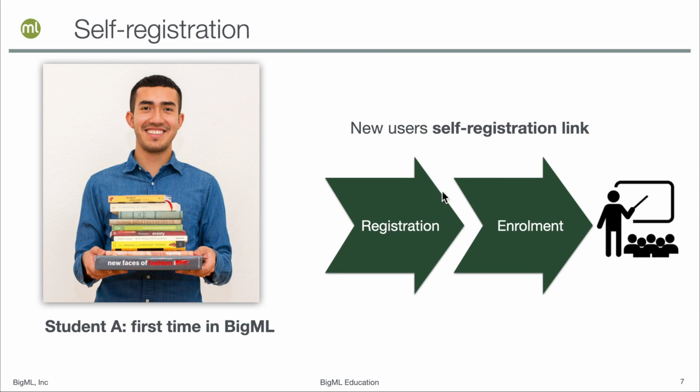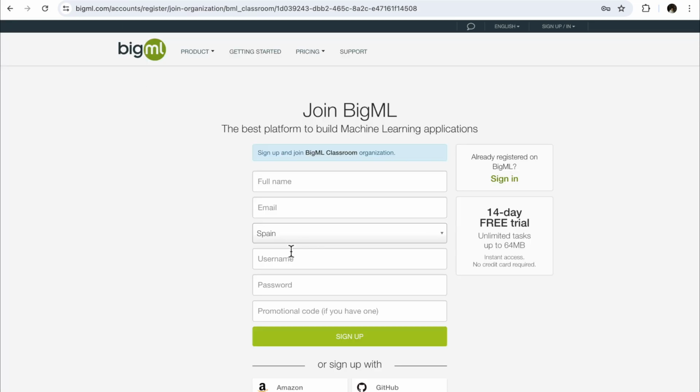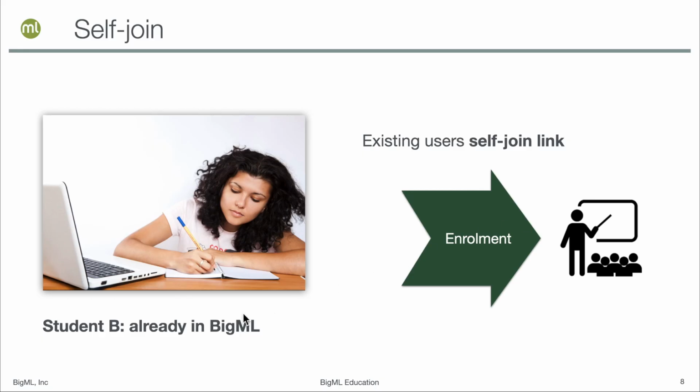Let's say that student A has never used BigML. Most of the students will be in that case, and they can use the new user's self-registration link to create a BigML user and enroll in the organization, all at once. Now, what if student B has already worked in BigML? By using the self-join link, the existing user will be enrolled in the organization.